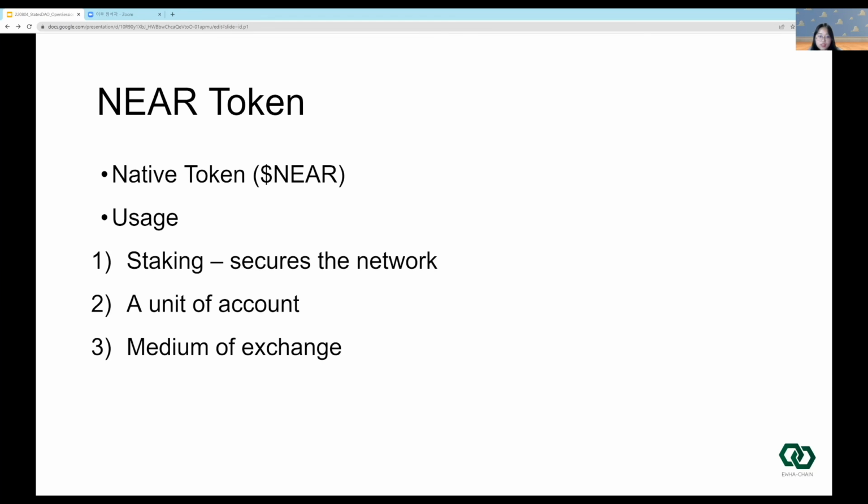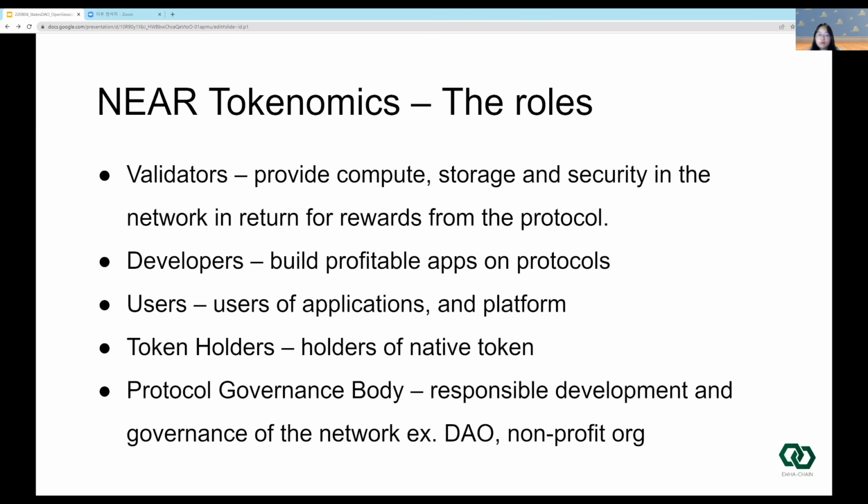Entities can also easily exchange NIR between each other without the need for trusted third parties to clear and settle transactions. NIR uses the proof of stake system, and has an ecosystem which has some roles for the token cycle.